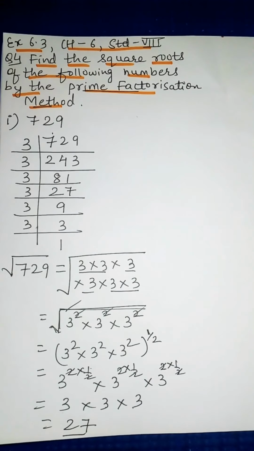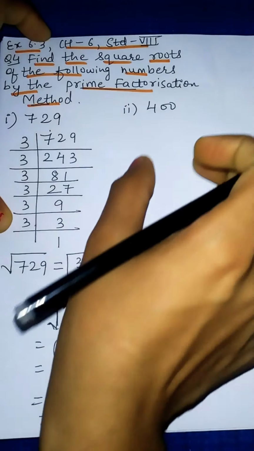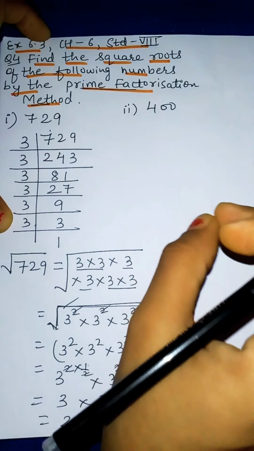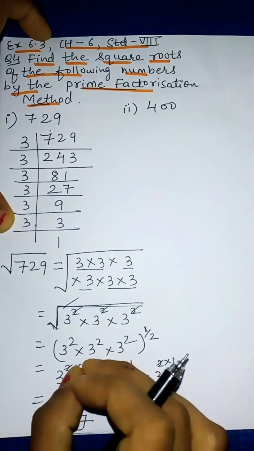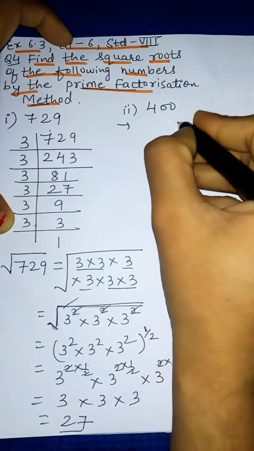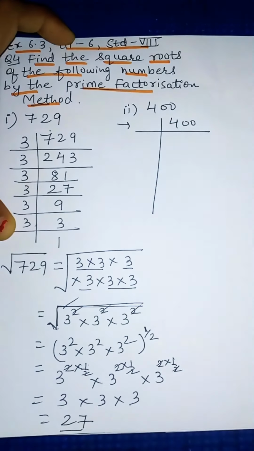So this was the first one. Now we will see the next sum. The second question is 400. Now we will take out the factors of 400. Now I will show you the simple and easy way. This was just for the understanding part. We will take out the factors first of all.